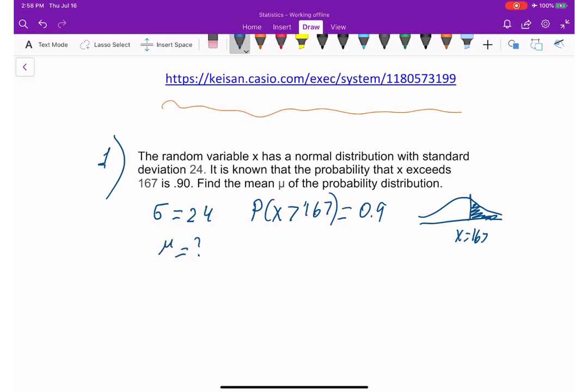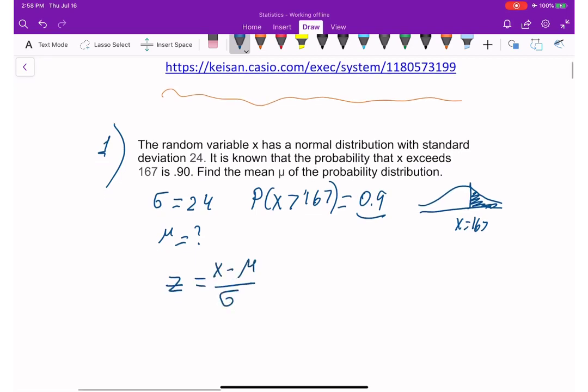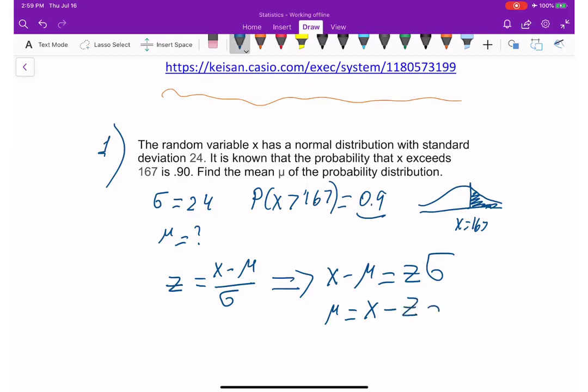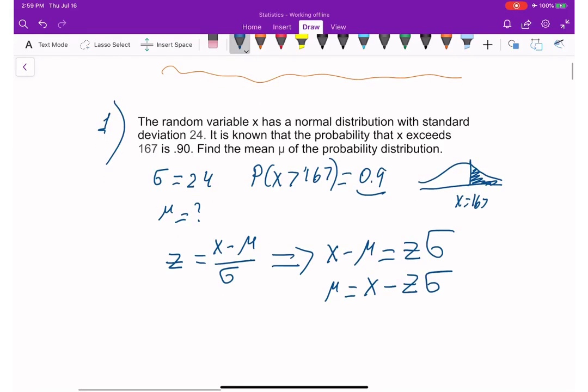All right, so first of all, to find the average, we need to find our z-score based on this probability. So z-score is equal to x minus mu over sigma. Yes? Okay, so from this formula, x minus mu is equal to z sigma, and mu is equal to x minus z sigma. This is the formula that we are going to use here.